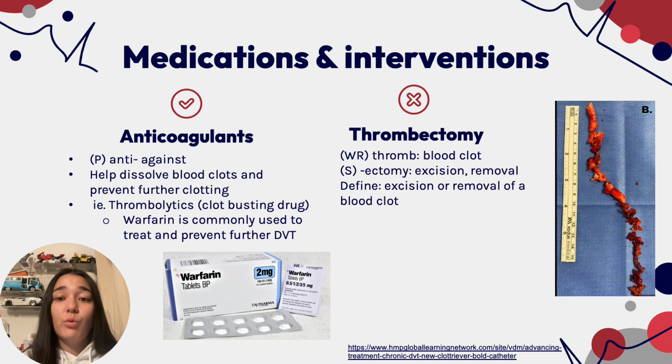"Anti" meaning against, and "coagulation" meaning the process in which blood clots are formed, defined as against blood clot formation. Warfarin, also known as Coumadin, is a commonly prescribed anticoagulant to treat DVT. On the other hand, if a patient cannot be prescribed anticoagulants, the entire blood clot could be removed in a process called thrombectomy. The suffix "ectomy" meaning excision or removal, and again the word "thromb" meaning blood clot.